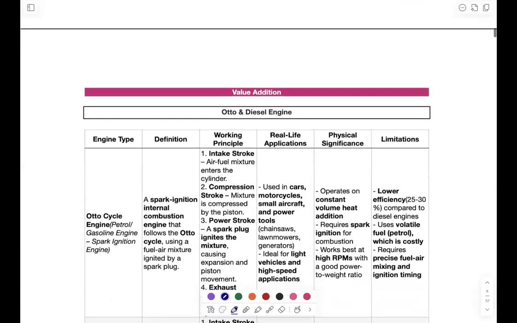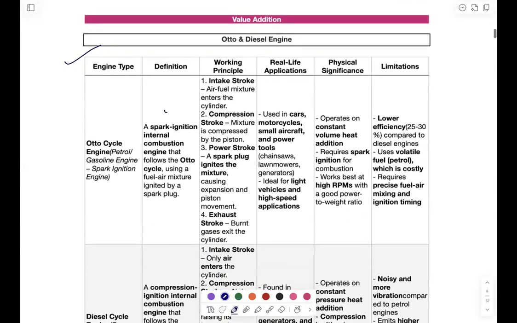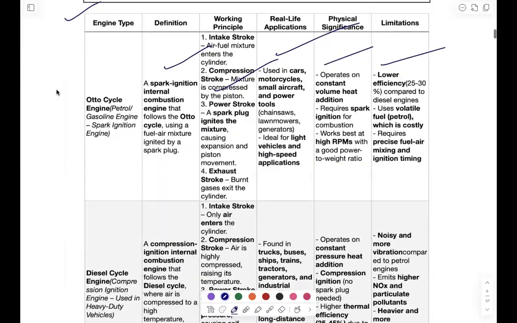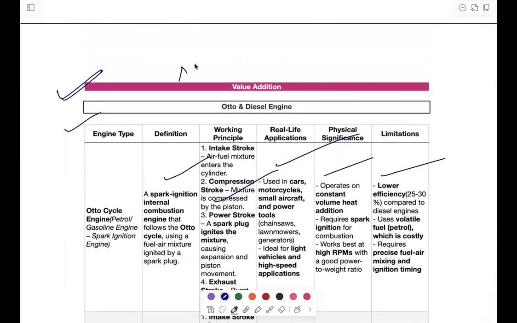Apart from that, you will also be getting validation like this: definition, working principle, real life example, significance, limitations. All this will be ready-made for you. Again, this PDF will be given to you, but I will tell you how to make your own notes, because you have to make your own notes from these so that you can easily replicate them in the examination.